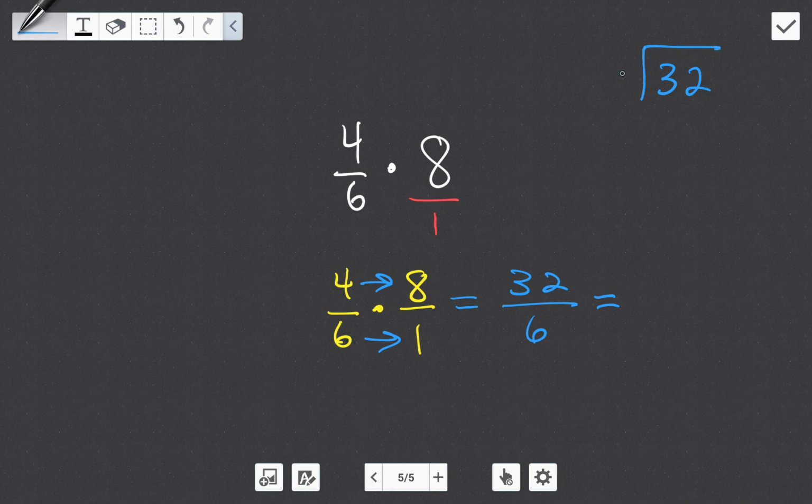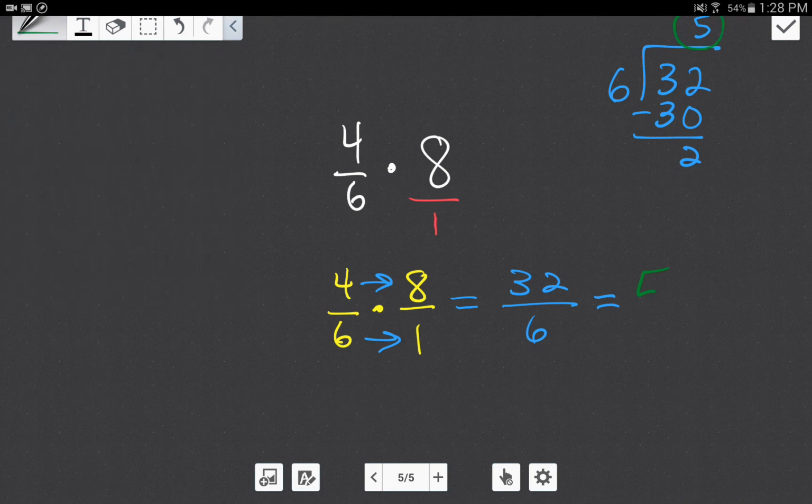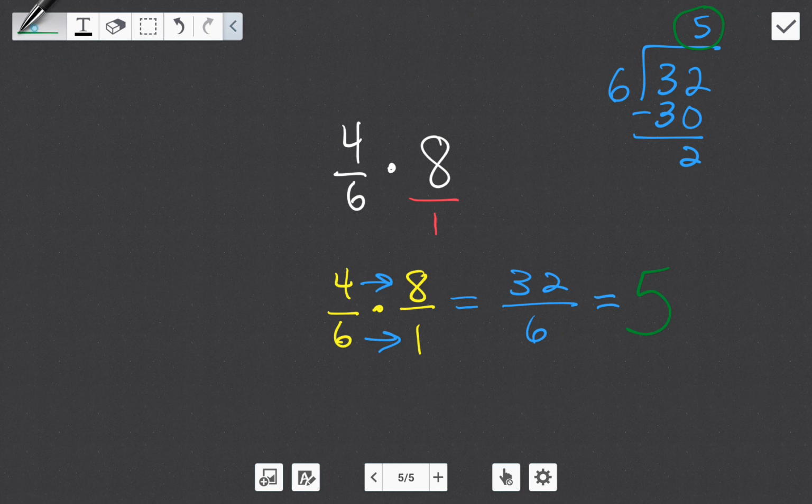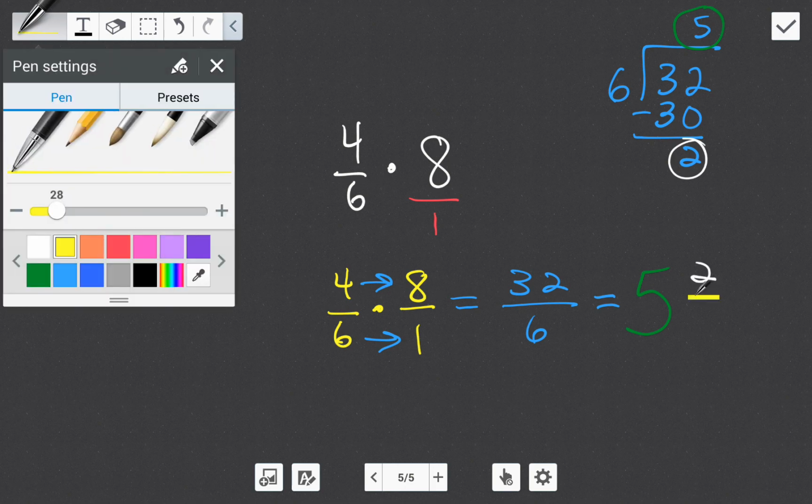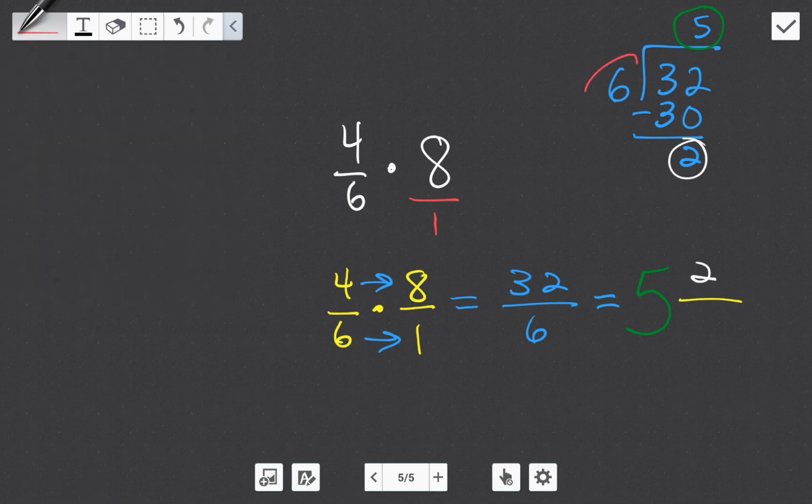32 divided by 6. 6 goes into 32 5 times. 6 times 5 is 30. We subtract, we end up with 2. Now, I'm going to do this in different colors. Our quotient becomes our whole number part of our answer. Our remainder becomes our numerator. And our divisor becomes our denominator.